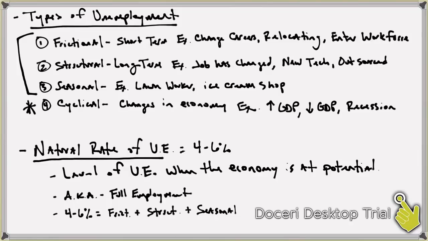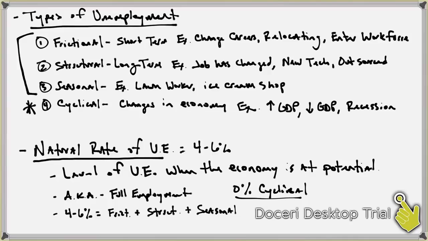Which means that when we are operating at our potential, the key is that we have 0% cyclical unemployment. And that's important. That's the type of unemployment that we really don't want. And when that unemployment is present, that's a sign that our economy is not operating up to its potential.